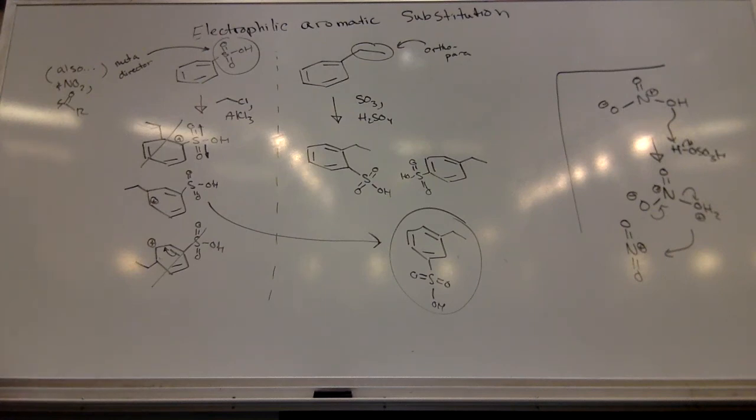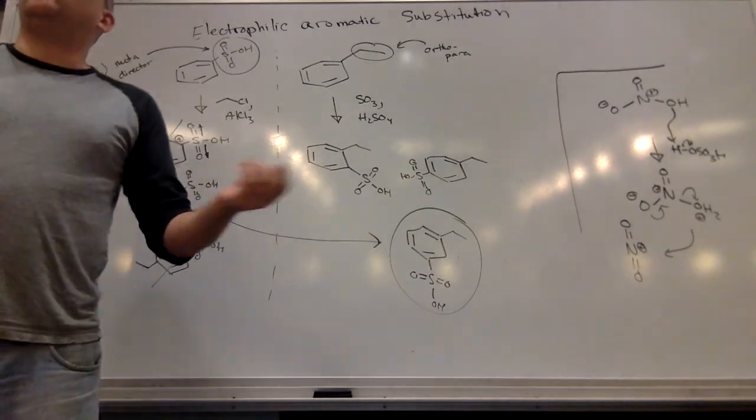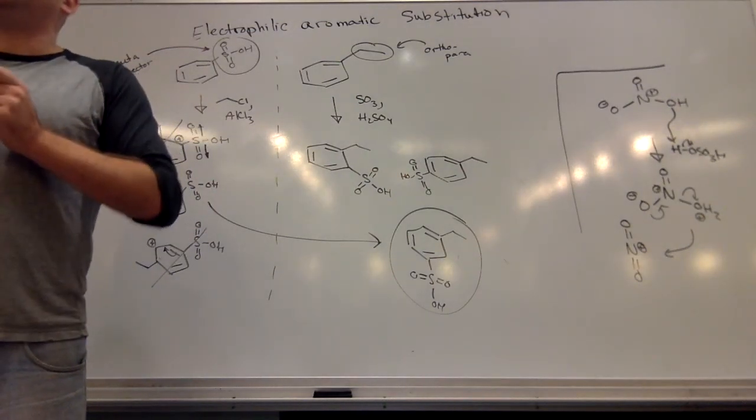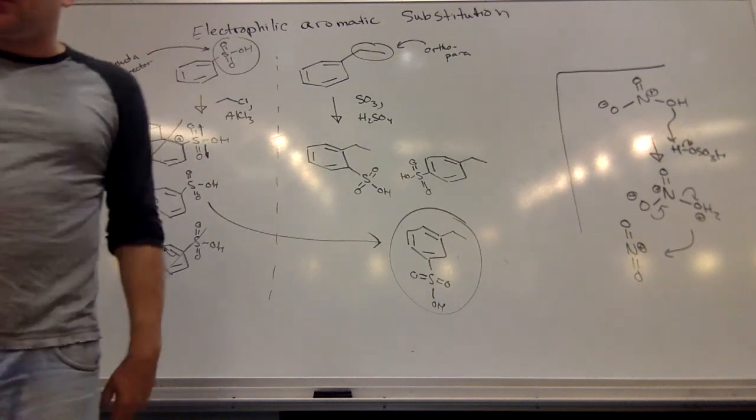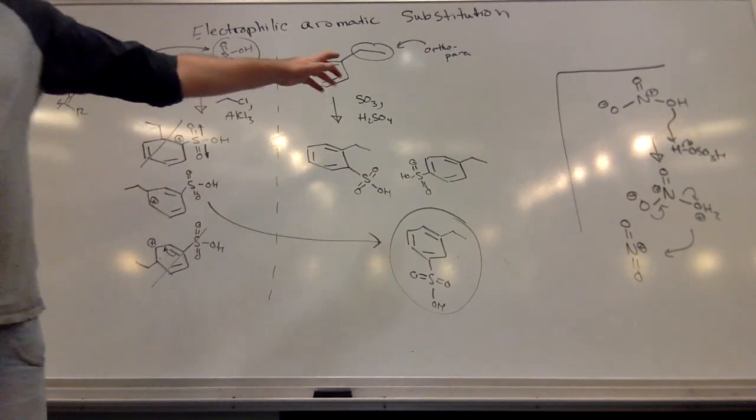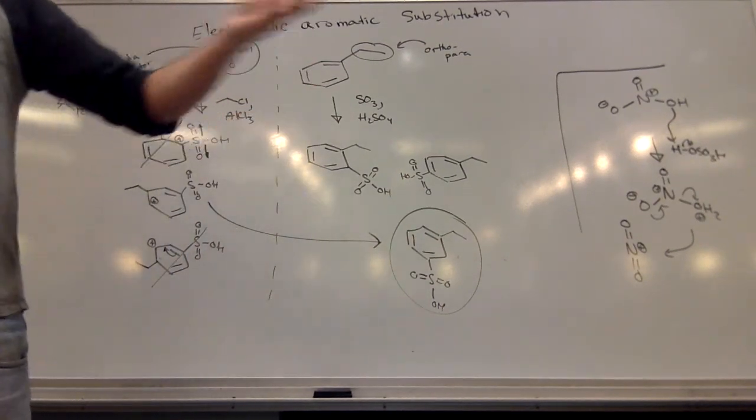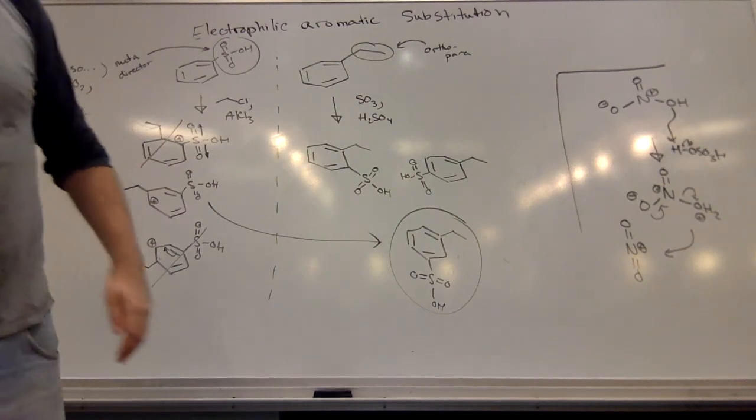And we'll start with that on Monday. Or just think about why would a halogen, on Monday, we'll start with that, but think about that before Monday. Why would the halogens be ortho-para, and we'll start with why that is on Monday, or on Wednesday.